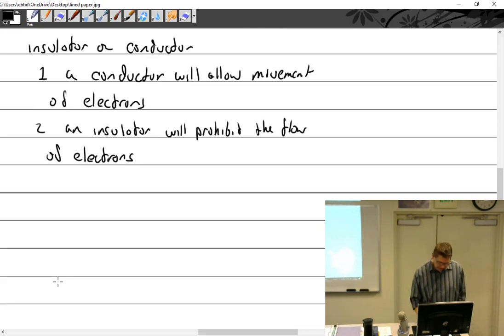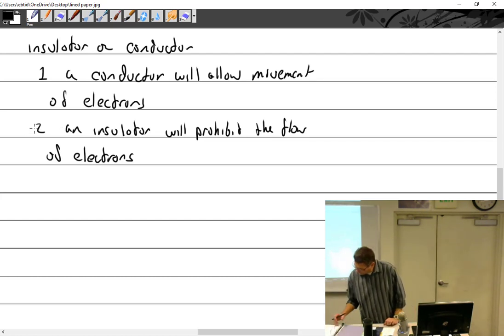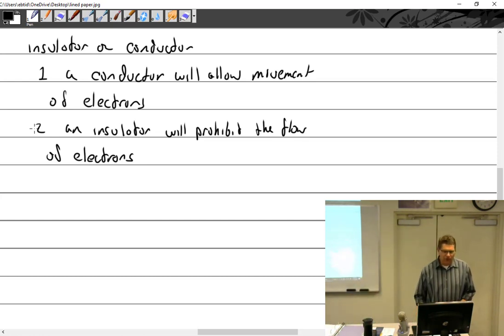Okay, let me see. Am I getting this? I do. All right, we're heading somewhere. All right, so if we know this, so far we've learned a couple things. One, we know that how the electrons are arranged, and how many there are, will dictate if it is an insulator or a conductor.